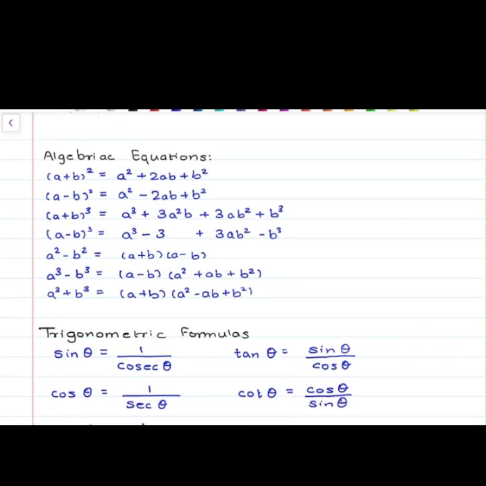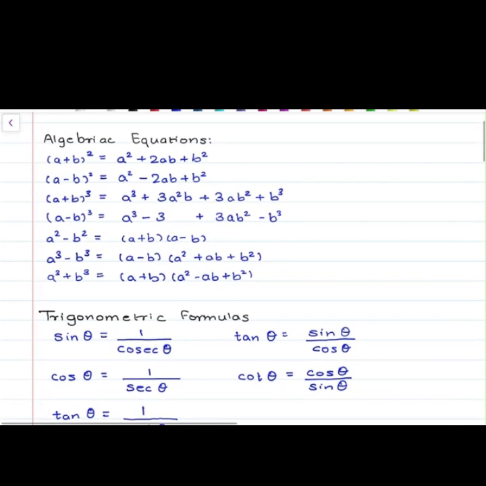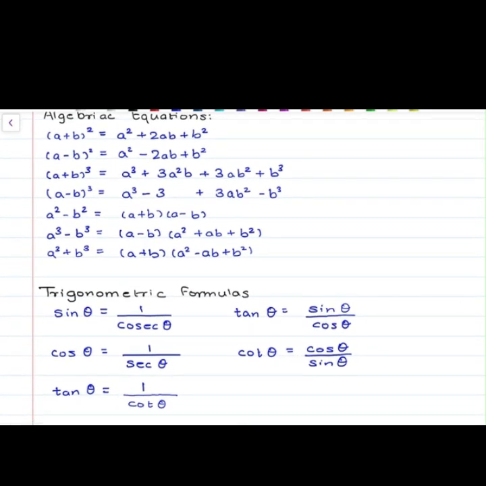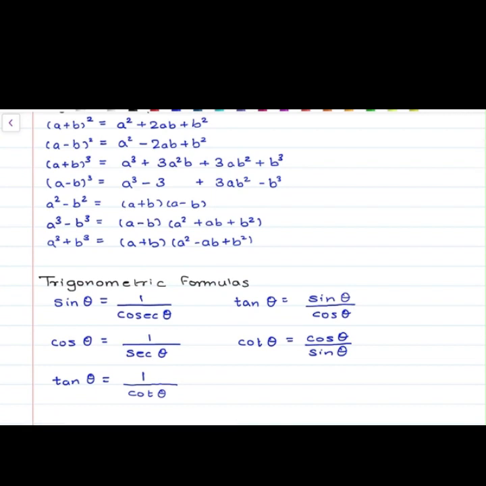First we have algebraic expressions that everybody might know. We have a plus b the whole square and a minus b the whole square. You all know a plus b the whole square is a square plus 2ab plus b square, and a minus b the whole square is a square minus 2ab plus b square. Then we have a plus b the whole cube. The formula is a cube plus 3a square b plus 3ab square plus b cube. Then we have a minus b the whole cube. It's a cube minus 3a square b plus 3ab square minus b cube, right?